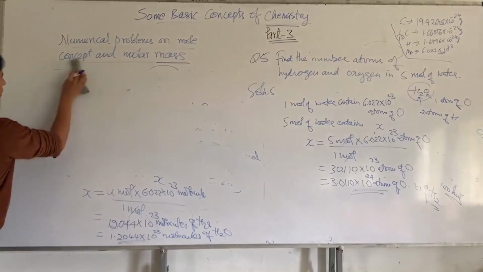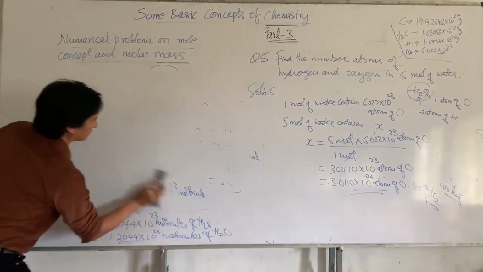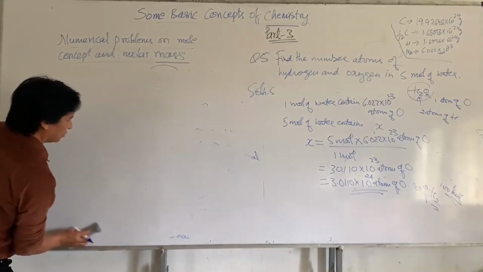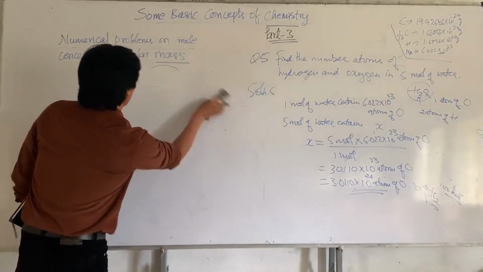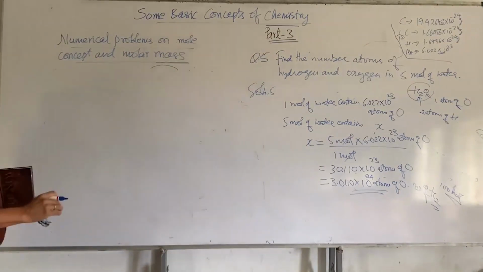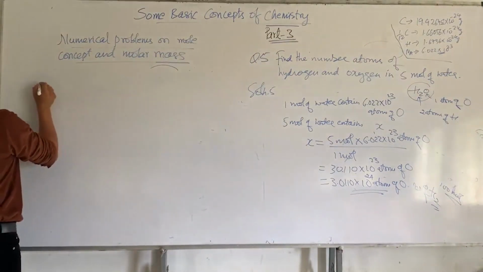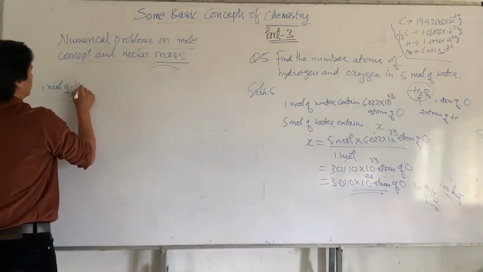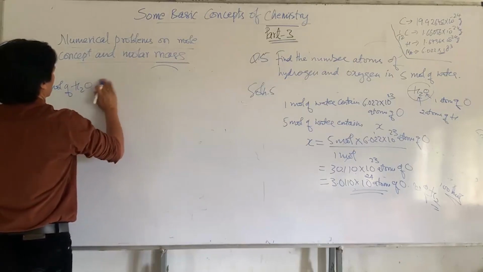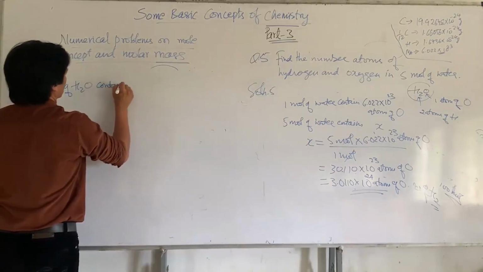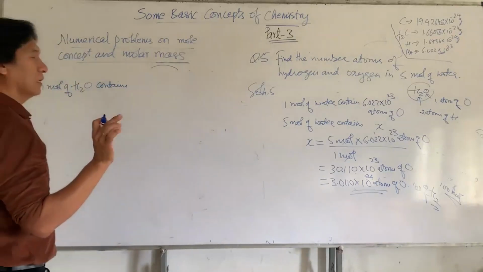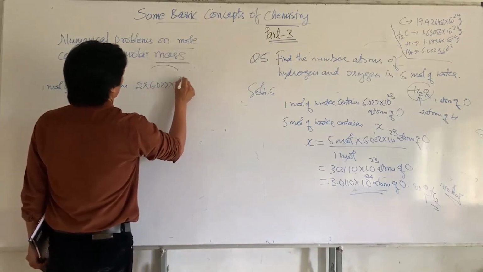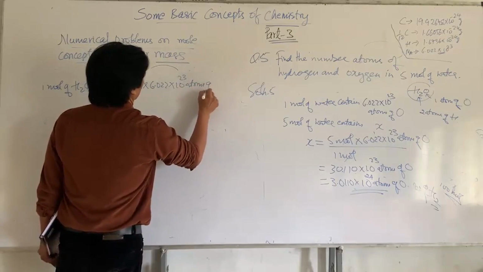In one molecule of water, you have 2 atoms of hydrogen, right? When you have 6.022 × 10^23 molecules of water, you will have 2 times that number of hydrogen atoms. So let's put it this way. 1 mole of H2O contains how many atoms of hydrogen? That is 2 times 6.022 × 10^23 atoms of hydrogen, right?